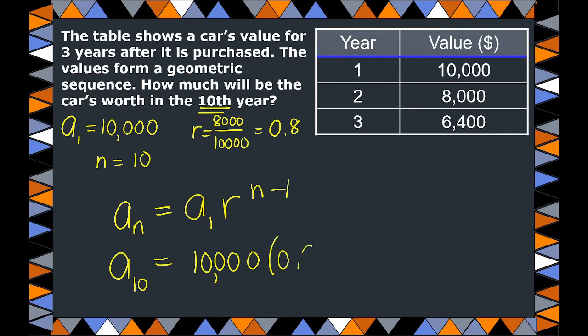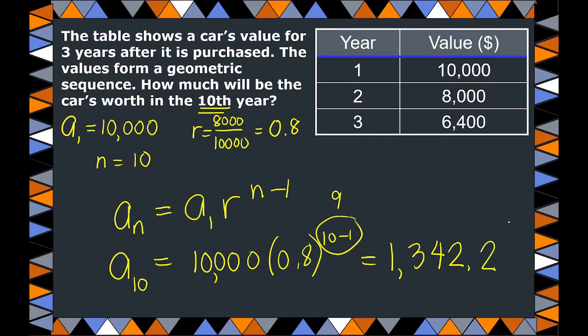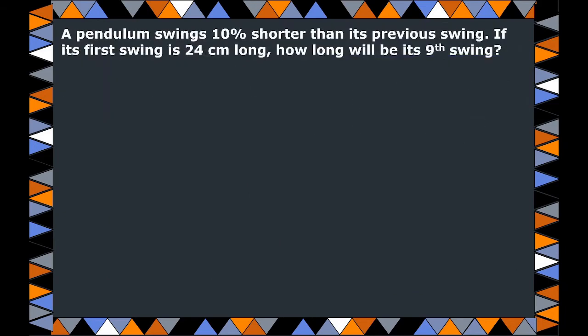R, that's 0.8, raised to N minus 1, that's 10 minus 1. This becomes 9. So 0.8 raised to 9. Multiply that to 10,000. That is approximately $1,342.2. Okay? So this will be the price of our car during the 10th year. Okay? Now let's have another problem.